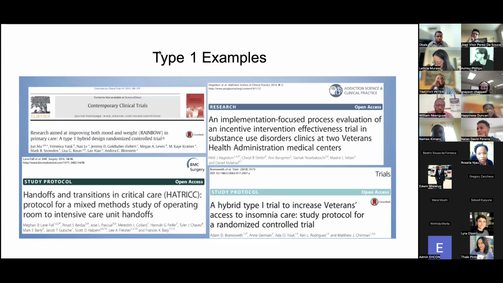So there are more examples on the hybrid design. I'll share the slides and you can go and read about them. But we have this research which was aiming at improving both mood and weight disorders. So you can go and check them at your own time. But they will give you a clear picture of how a hybrid design looks like.